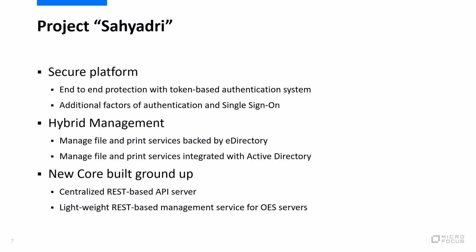The new core involves a centralized server front-ending several OES servers with a lightweight management service running on every OES server. They both provide REST-based interfaces for better scalability and extension. The UI is also modular and interacts with the centralized core server over the REST interface. We will expose and document these APIs to help you build your own tools to suit your needs, like automation or custom workflows.